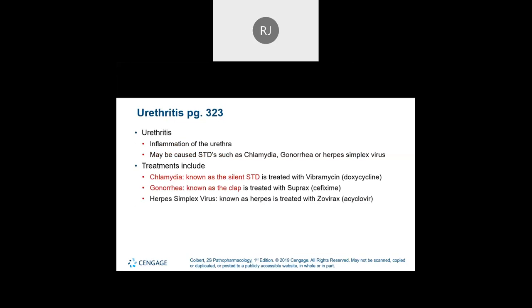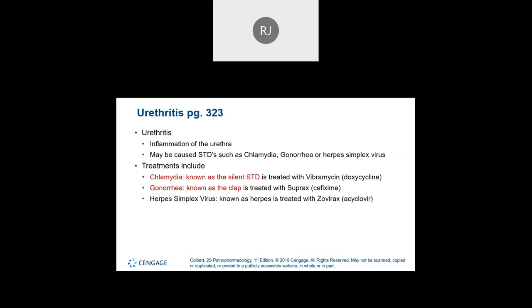Urethritis is an inflammation of the urethra. If you remember about your medical terminology, anything ending in itis always means inflammation. So urethritis may be the cause of STDs such as chlamydia, gonorrhea, or herpes simplex virus.